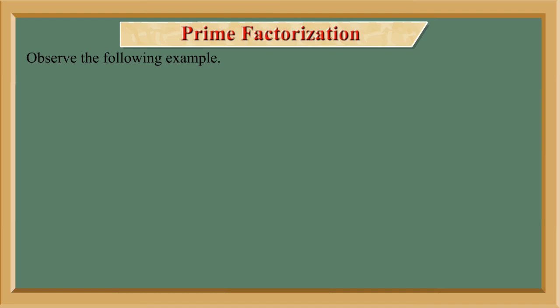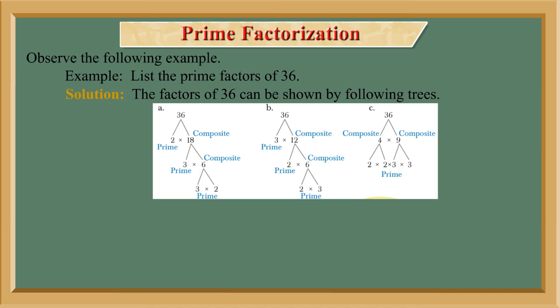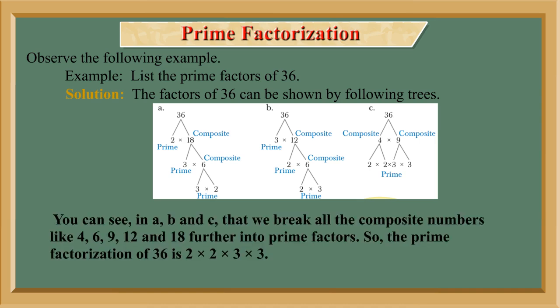Observe the following example. Example, list the prime factors of 36. Solution, the factors of 36 can be shown by following trees. You can see, in A, B and C, that we break all the composite numbers like 4, 6, 9, 12 and 18 further into prime factors. So, the prime factorization of 36 is 2 into 2 into 3 into 3.